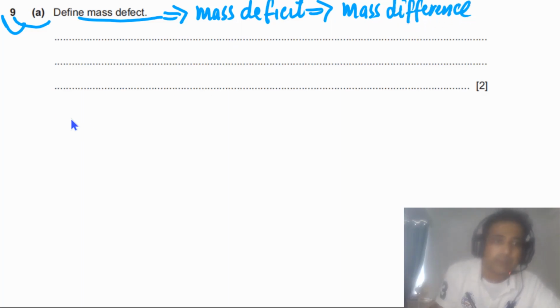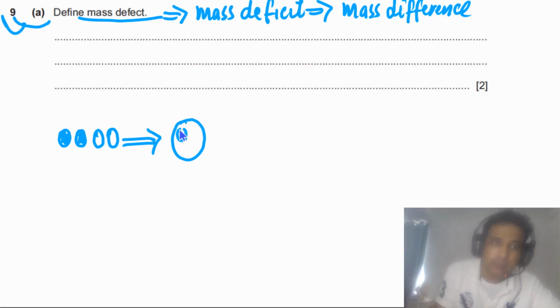Let's try to understand this one with one simple example. Imagine that we are talking about a helium nucleus. A helium nucleus has 2 protons and 2 neutrons. So we have 2 neutrons, we have 2 protons. And if we draw the helium nucleus, inside it we have 2 protons here, and we have 2 neutrons.